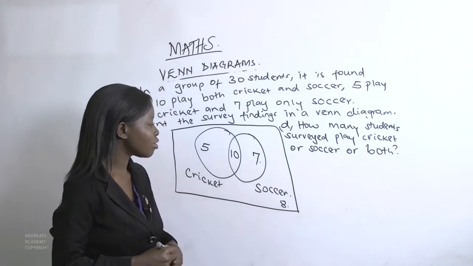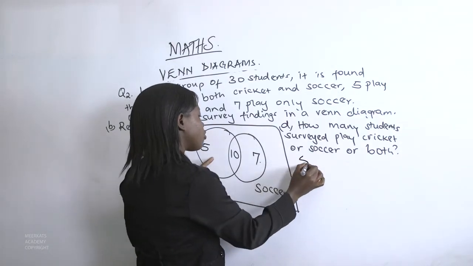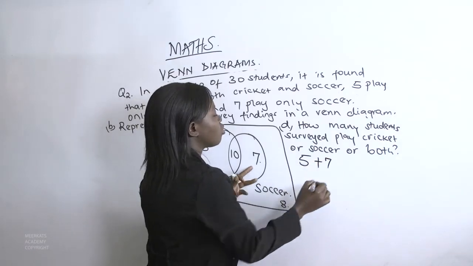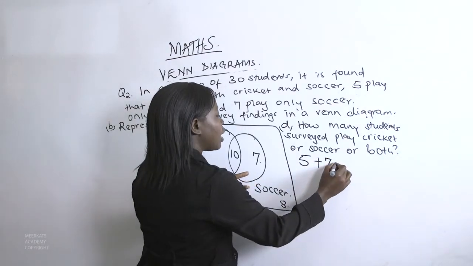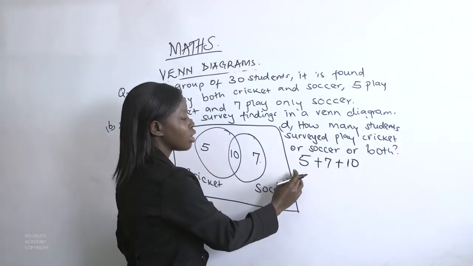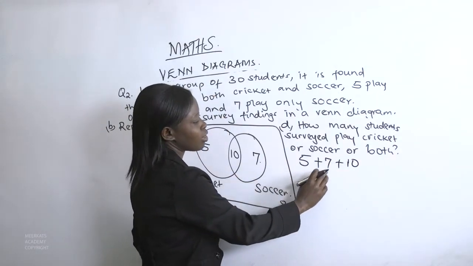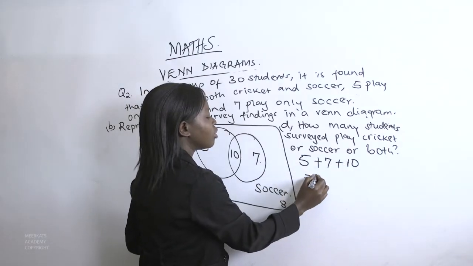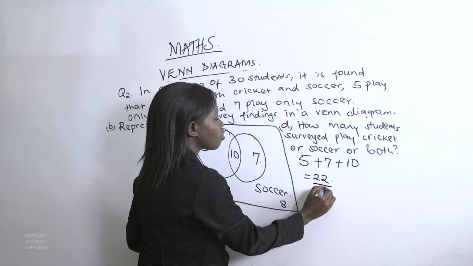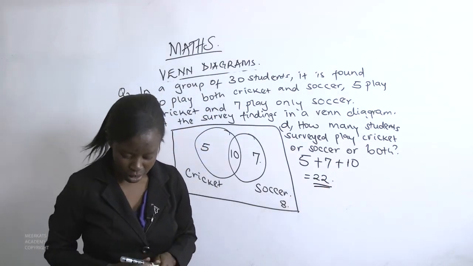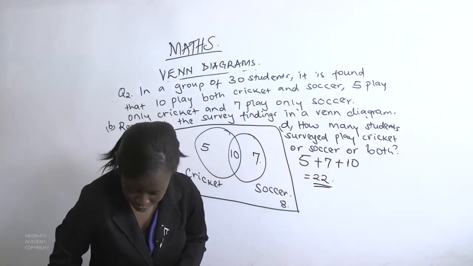So that means that we will be having 5 for those students who play cricket, then we have 7 for those students who play soccer, then plus those who play both soccer and cricket. So we get that we have 5 plus 7, that is 12. 12 plus 10, we get 22. So the students who play either cricket or soccer or both in total are 22.